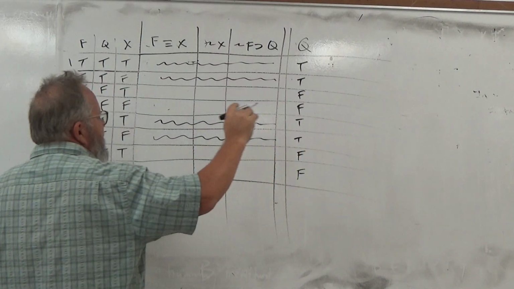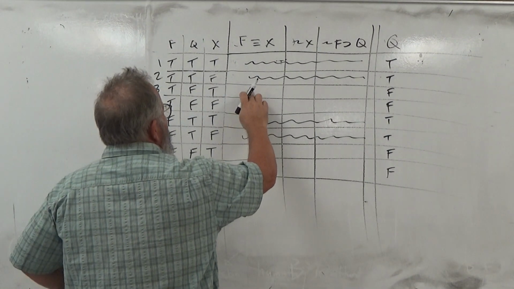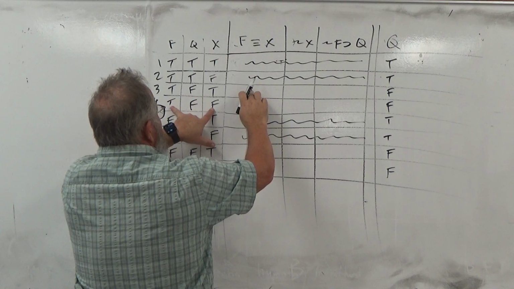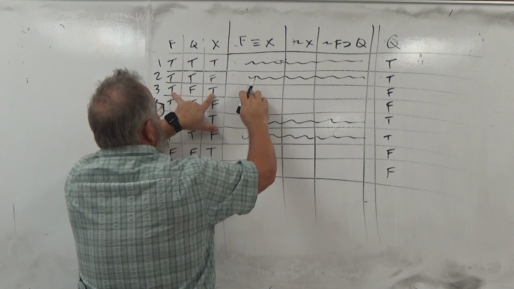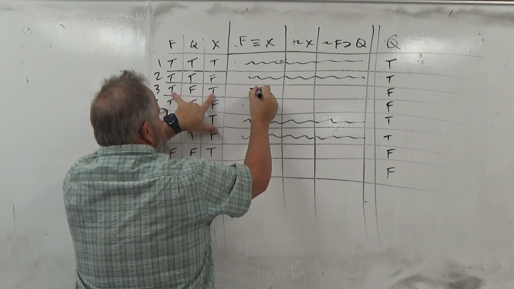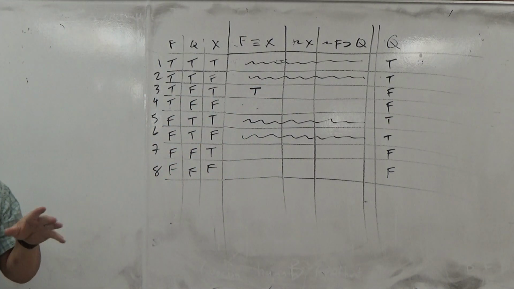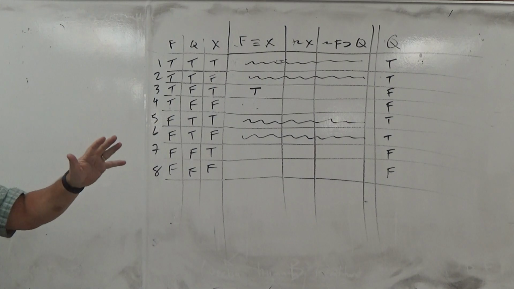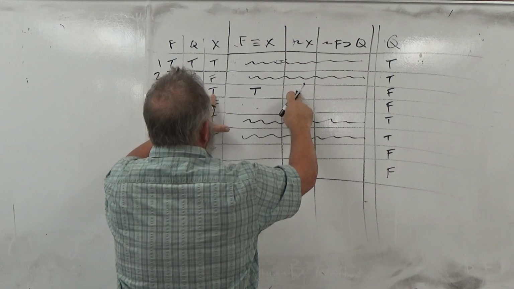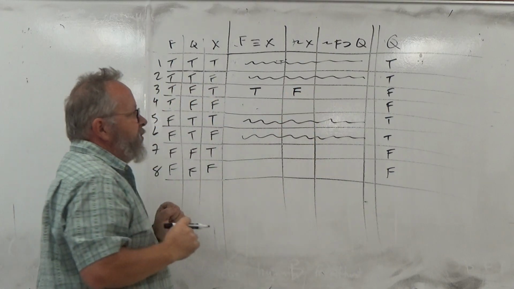Okay, so let's see if line 3 shows if it's invalid or not. So we have F if and only if X. F is true, X is true on this line. True if and only if true is true. Okay, so since it's true, I want to keep investigating because so far, all the premises are true. But let's look at not X. X is true, so not X is false. Okay, so what does that tell me?